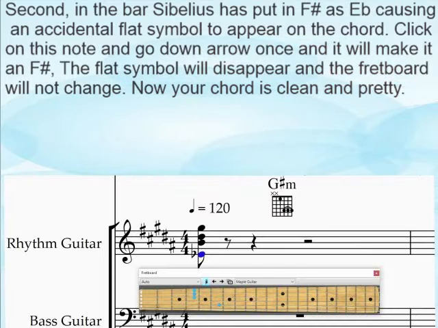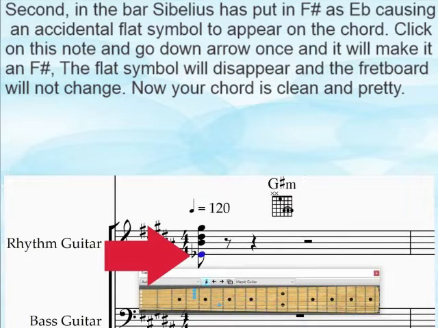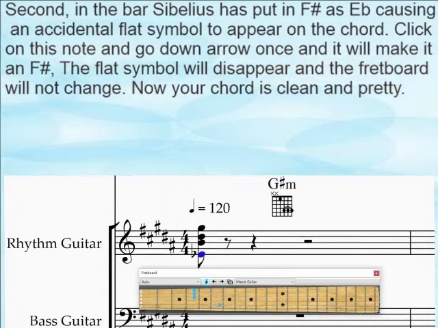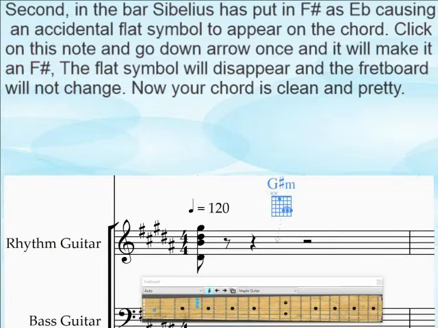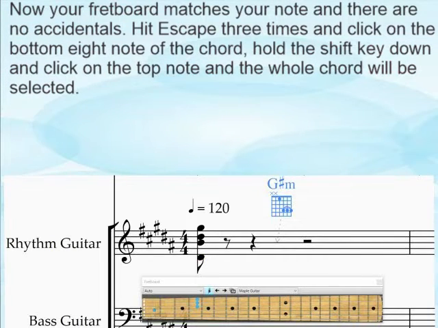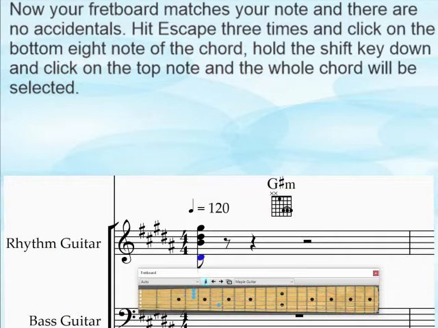Second, in the bar, Sibelius has put in F sharp as E flat, causing an accidental flat symbol to appear on the chord. Click on this note and go down arrow once, and it will make it an F sharp. The flat symbol will disappear and the fretboard will not change. Now your chord is clean and pretty. Now your fretboard matches your note and there are no accidentals.